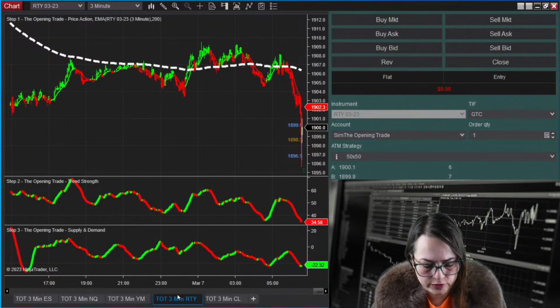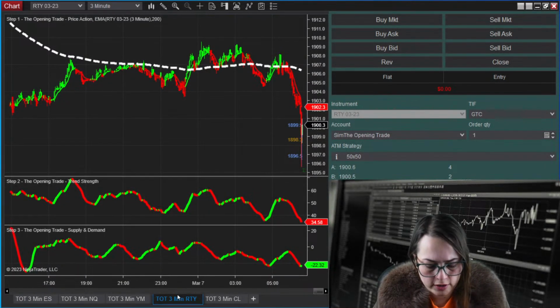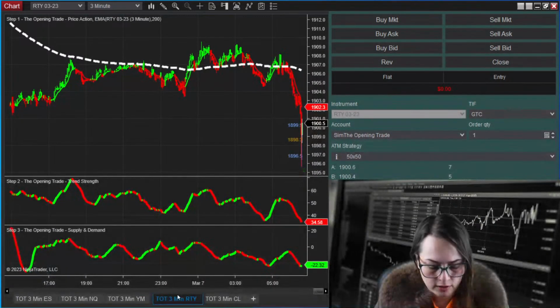Okay, so we have a few minutes before our first two automated trades. Our first two automated trades go off 10 minutes after the market has opened.